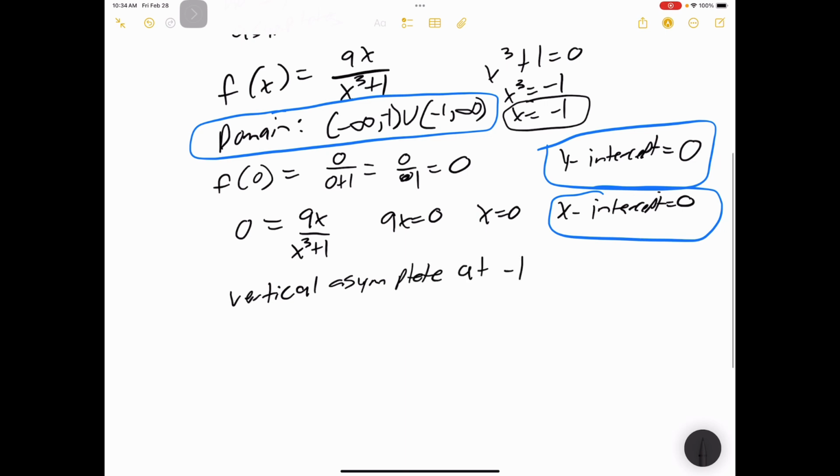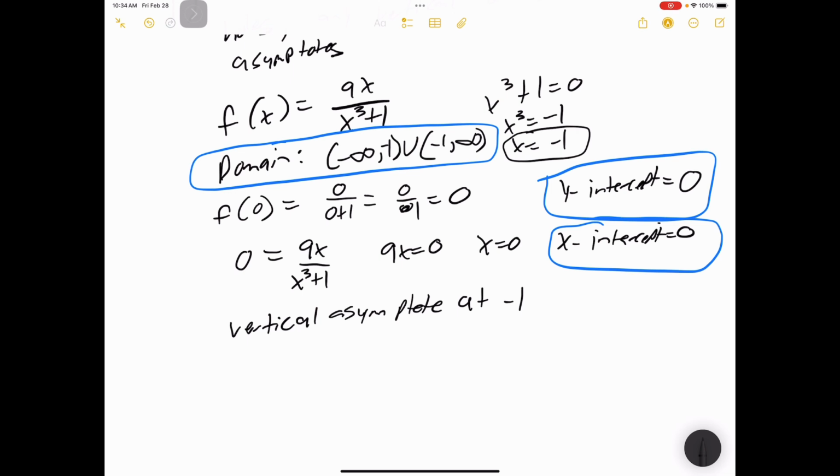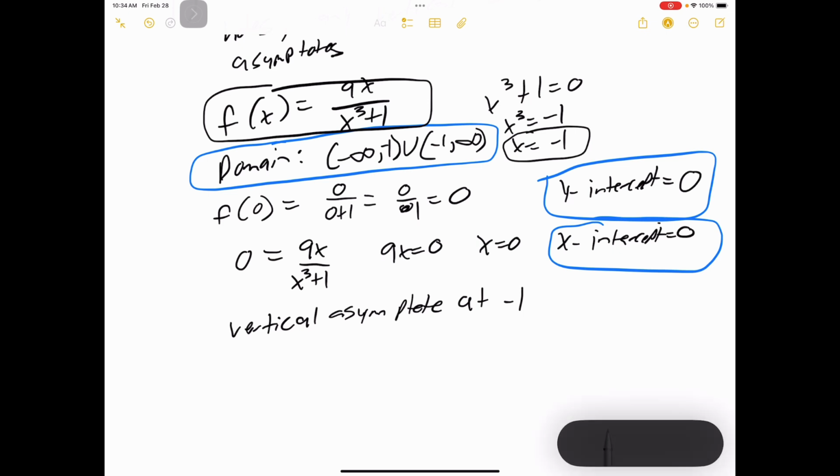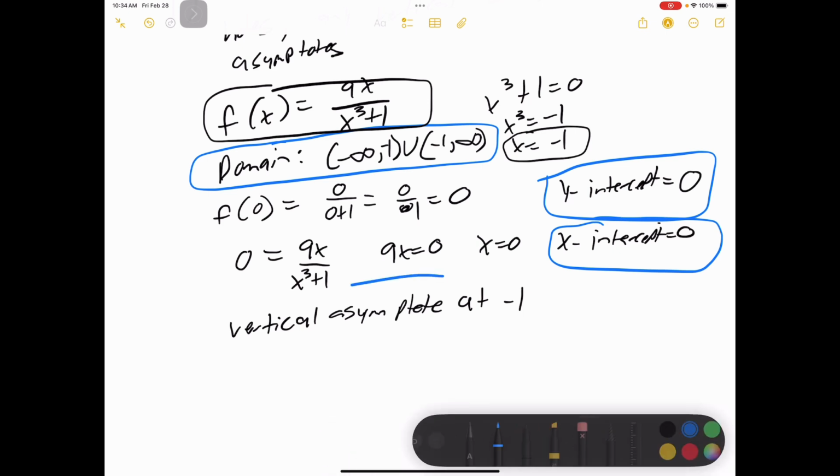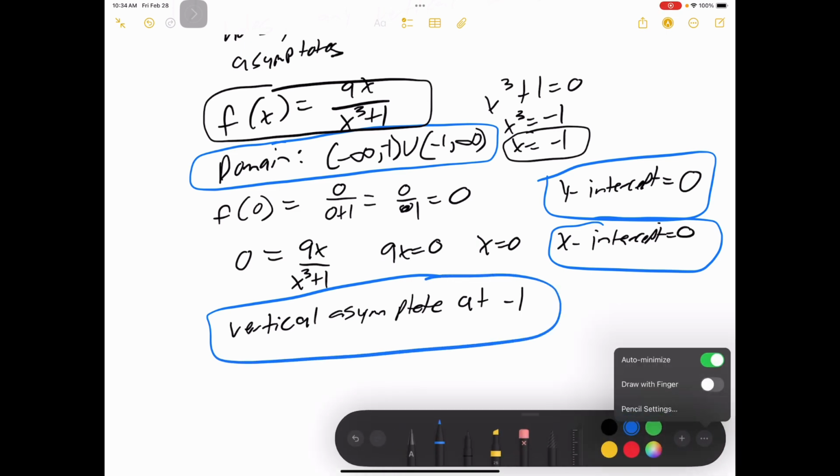at negative 1. Remember, if there was a hole, this would be a removable discontinuity, which means with a little bit of algebra, we'd be able to remove the discontinuity. We would be able to adjust the function such that that discontinuity was removed. So we have a vertical asymptote at negative 1.